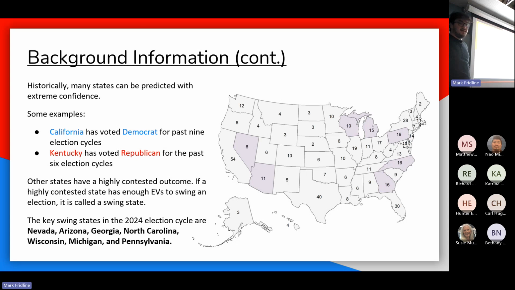But other states have a highly contested outcome. If a highly contested outcome has enough electoral votes to swing an election, then these states are called swing states. Shown on the map over here, I highlighted them purple because it's in between red and blue. I thought it was cool. The key swing states in the 2024 election cycle are Nevada, Arizona, Georgia, North Carolina, Pennsylvania, Michigan, and Wisconsin. So those are the states we're going to be keeping a close eye on throughout all my predictions.